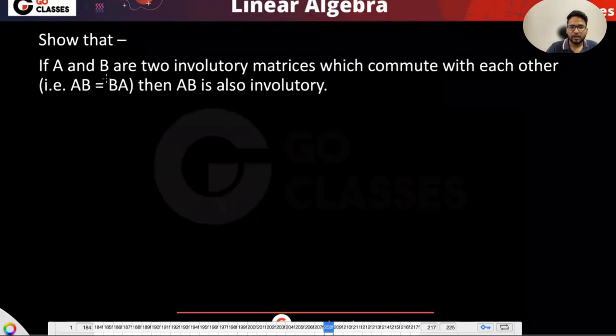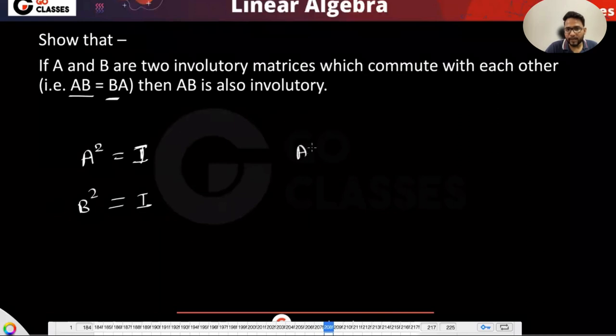Let's just see this. If A and B are two involutory matrices which commute with each other, which means AB and BA are same, then AB is also involutory. They are saying that A is an involutory matrix, which means A square is equal to identity. B is also an involutory matrix, which means B square equal to identity. And AB and BA are same. Okay, they have given this information to us. And then they want to prove that AB square is identity, right?